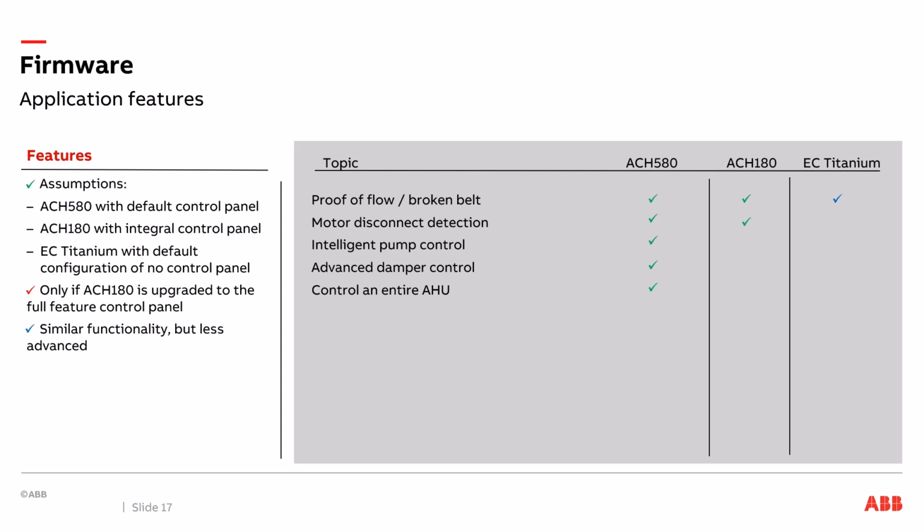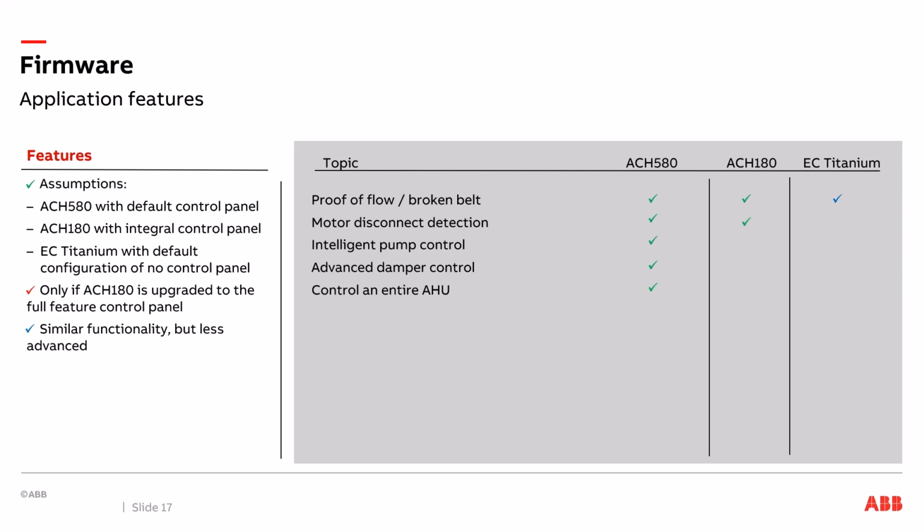And the way I'm going to do this is I'm going to have a topic, then I'll have columns there on the right for ACH580, ACH180, and EC Titanium. If it's a green checkbox, that means that's how the drive comes by default with that functionality. If it's a red checkbox, it's going to mean that it's an ACH180 related item that needs to be upgraded to the full function control panel. And if it's a blue checkbox, it's got something similar to that functionality, but just maybe not quite as full featured. So I'm going to have quite a few of these I rattle off. If you've got questions on these, reach out to your local ABB specialist. They can give you a lot more details on any of these individual topics.